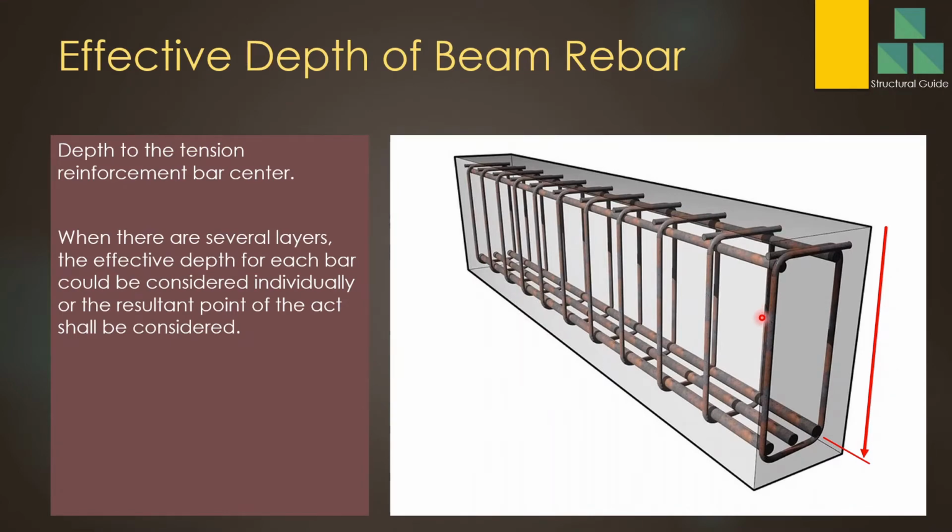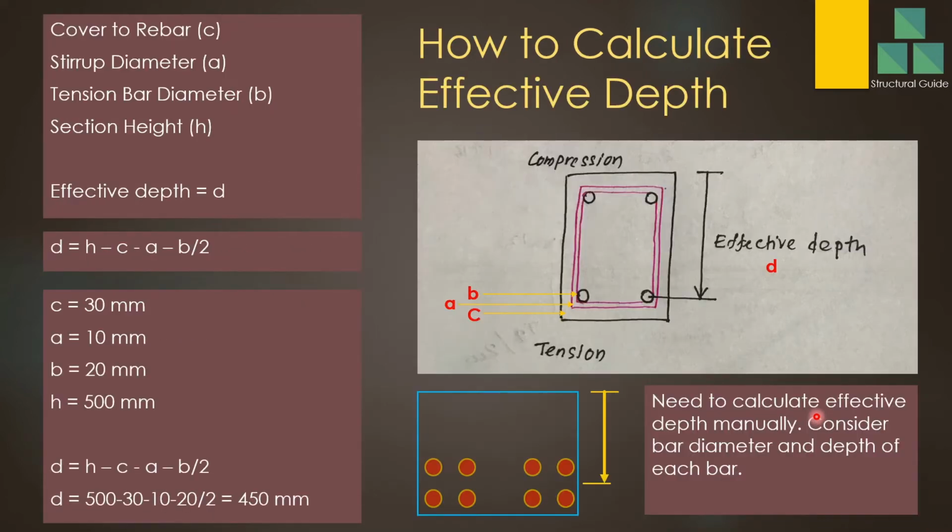Effective depth of beam reinforcement. As we discussed, effective depth is the depth to the tension reinforcement bar from the topmost compression fiber. When there are several layers, the effective depth for each bar could be considered individually, or the resultant point shall be considered. Here you have only 3 bars, a single layer. There may be several layers in a deep beam, so we have to consider the relevant effective depth in such cases. We'll see how to calculate this in the next step.